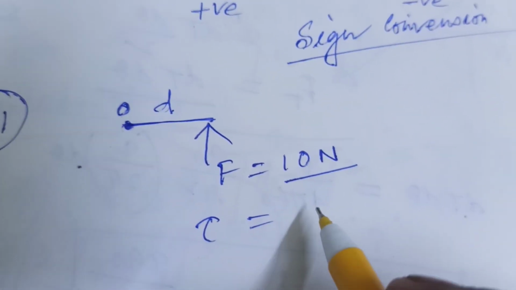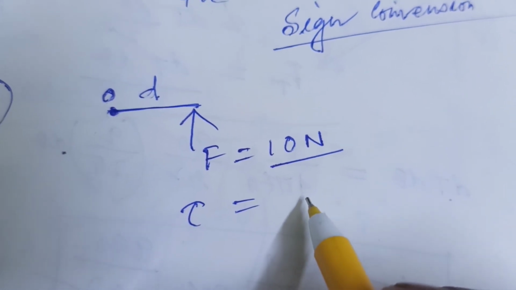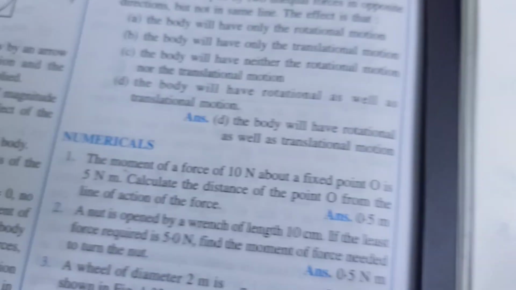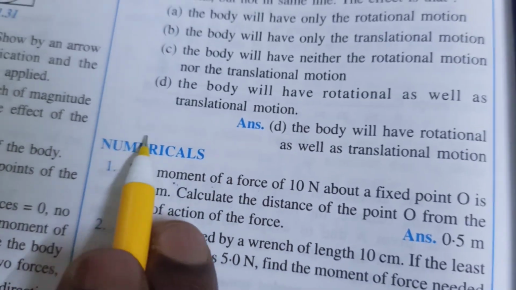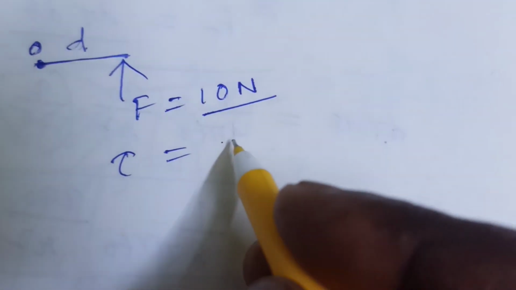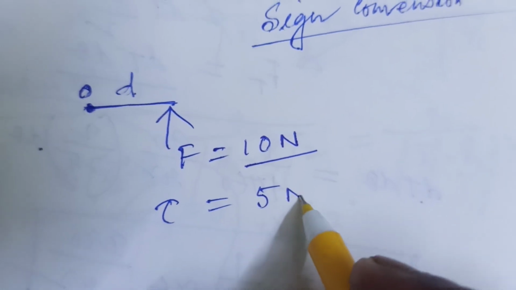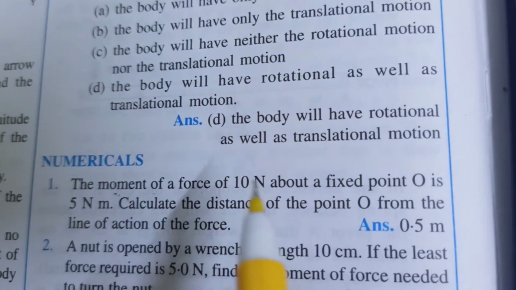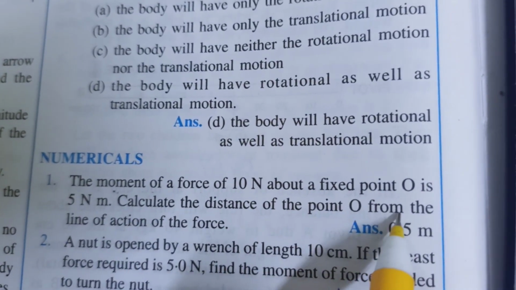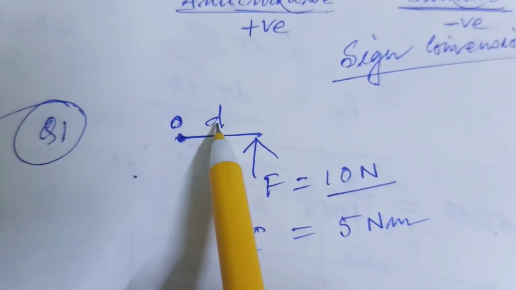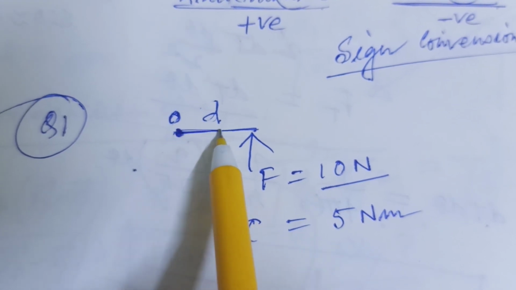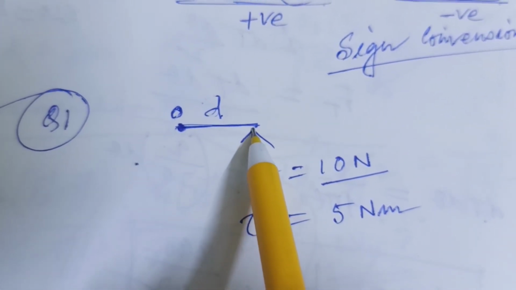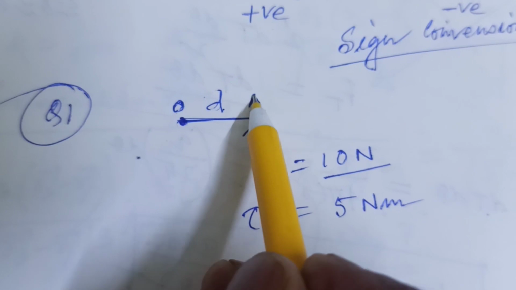So the moment of that particular force about O is tau. Here tau is given, tau equal to 5 Newton meter. Again read the numerical: calculate the distance of the point O from the line of action of force. So you have to calculate that particular distance. The line of action of force means this particular line.